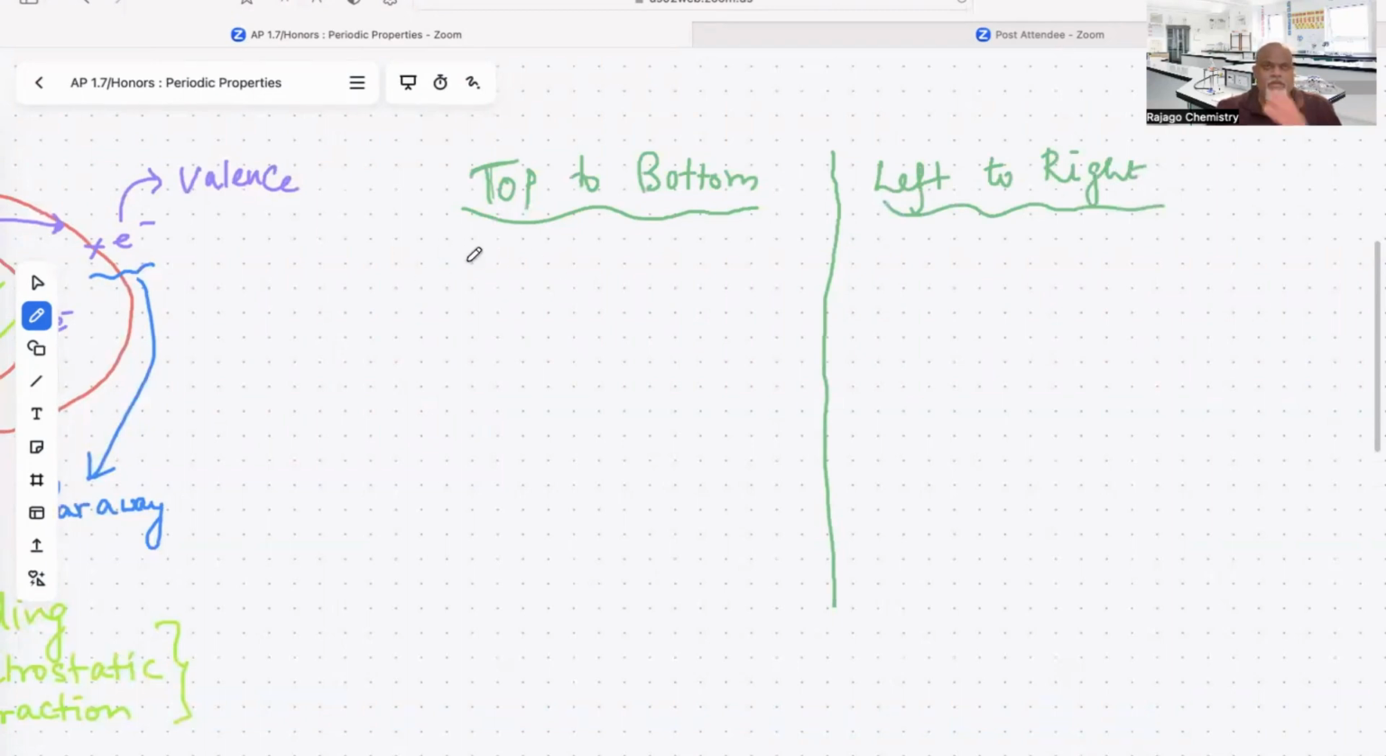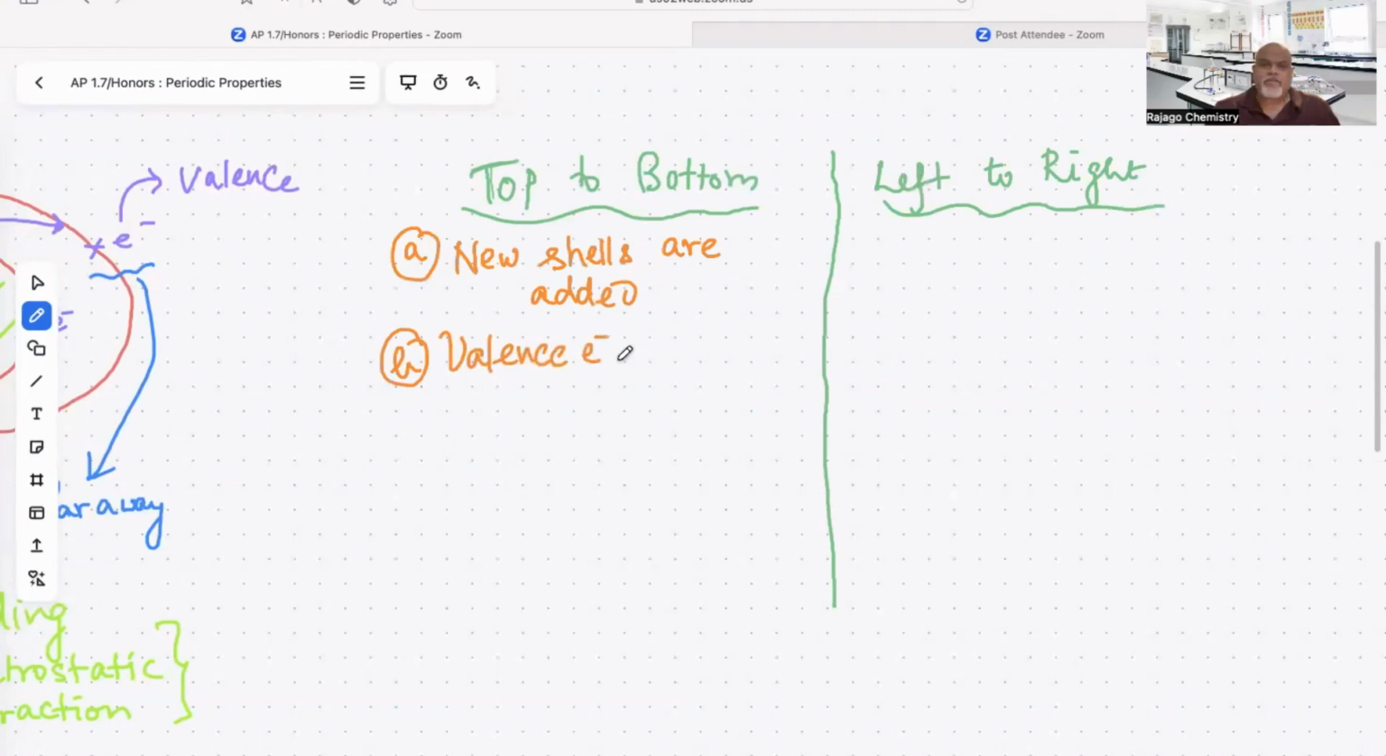From top to bottom, what is happening? What is the real change that is happening? So I'm going to write the crucial answers. Okay, what is going to happen? New shells are added. Okay, and then the valence electrons. The valence electrons means the outermost electrons. So what happens to valence electrons? They have more energy, right? So they try to expand, and being far away, increasing the radius.